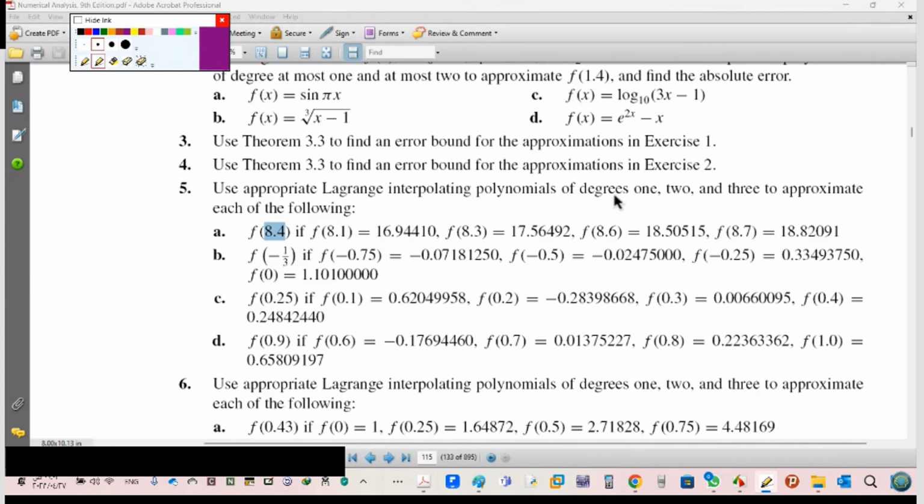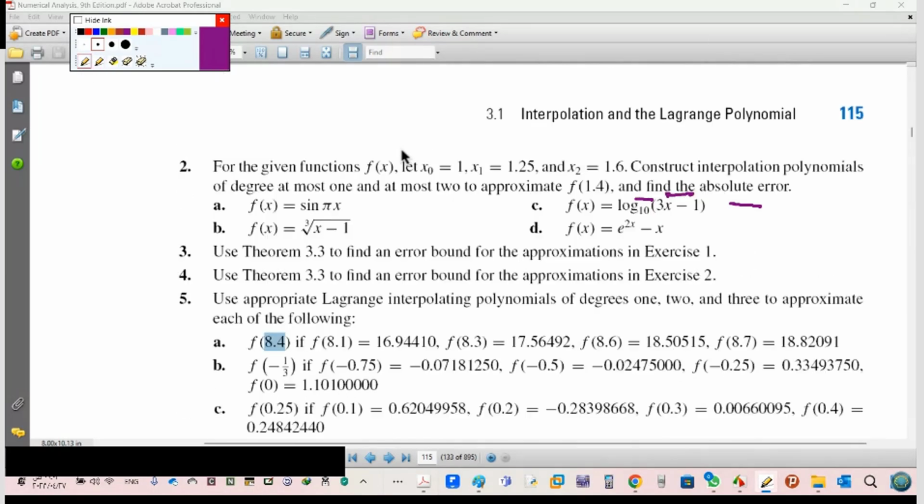Read the question. He asked me for degree 1. This is a question. Degree 2, a question. Degree 3, another question. But in the exam, you can find just one degree, either 1 or 2 or 3. So before starting to solve, check the degree, whether it's 1 or 2 or 3. This first.